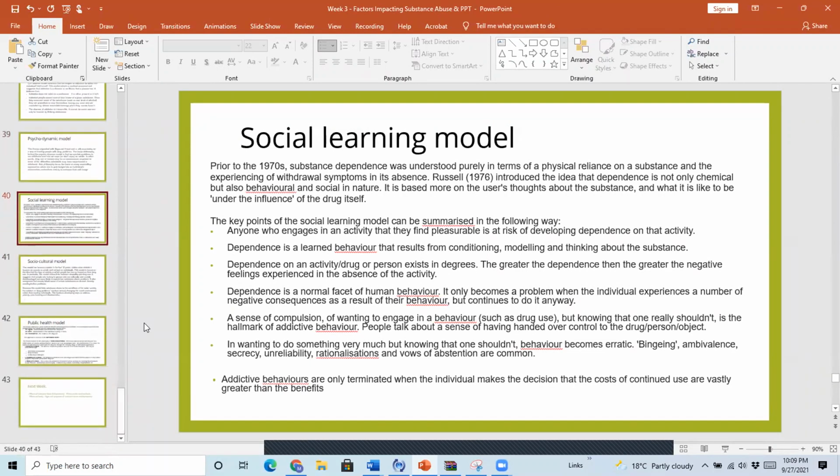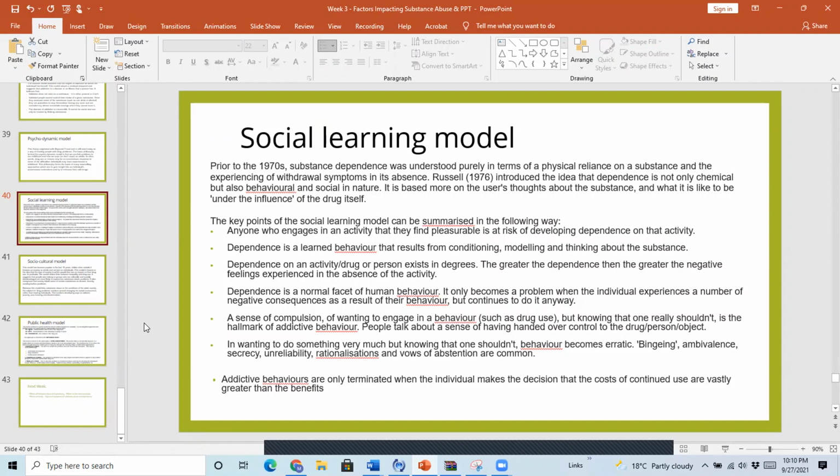Now, we also have the social learning model. This is very, very interesting. This is a little bit newer than, let's say, the moral model. We're talking about the 1970s, and basically what it says is that people learn how to do things. People learn from their environment, through their social settings, through the people around them, through conditioning, through modeling, through thinking about what's going on. They start to develop dependence and addictive behaviors. And they don't solely attribute the addiction to chemical dependence, but also behavior and social factors.